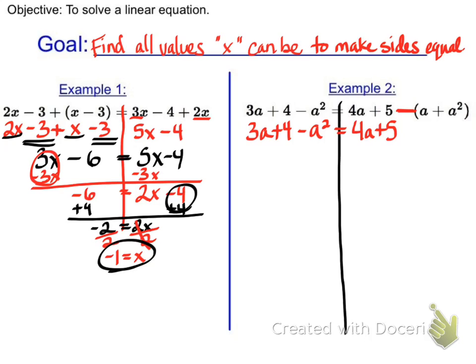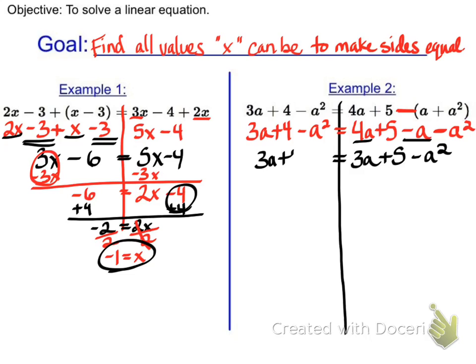So just like combining like terms, we've got to be careful when we're simplifying. So we minus a and we minus a squared. Both of them become minus because they're being flipped. Now I see on the right that I can simplify some stuff by putting the a's together. 4a minus a is a 3a. Everything else gets copied down, the 5 and the minus a squared.